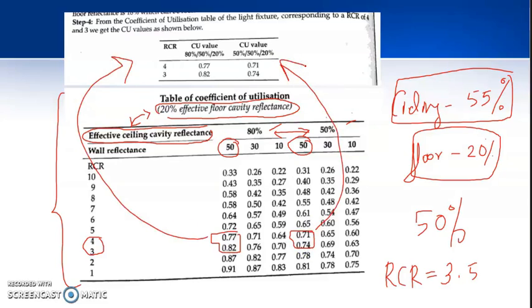And now you are having two different sets. One is for 4 and one is for 3. That is RCR 3 and RCR 4. You are having the coefficient of utilization values. So first you need to find out it for 55%.